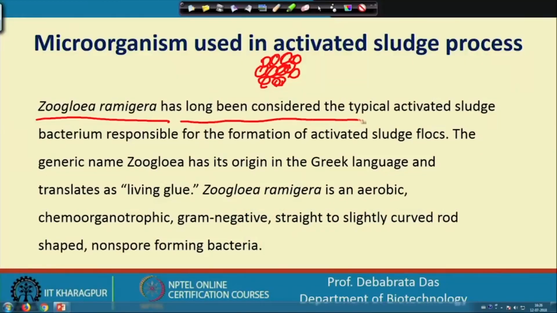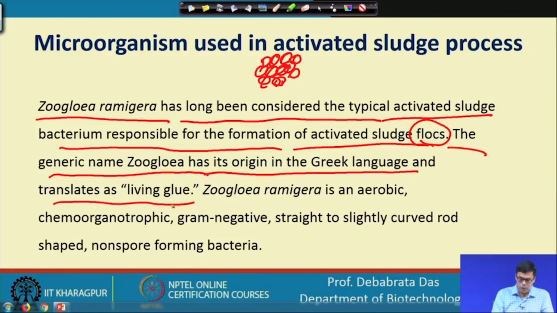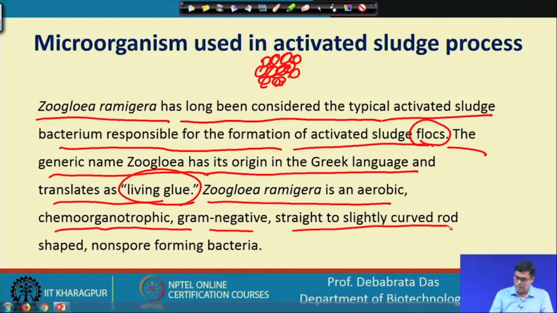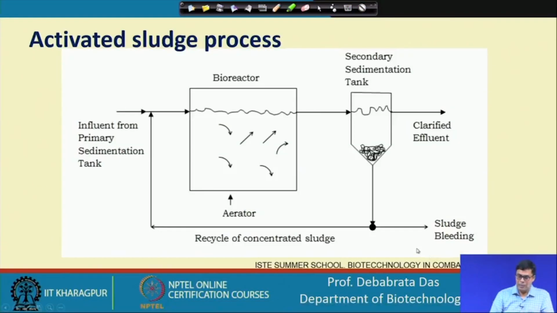It has long been considered the typical activated sludge bacteria responsible for the formation of activated sludge floc. This is the floc formation that takes place, and the generic name Zoogloea has its origin in the Greek language and translates to living glue. This is the glue due to the polysaccharide gel, and Zoogloea ramigera is an aerobic, chemo-organotrophic, gram-negative, straight to slightly curved rod-shaped, non-spore-forming bacterium. So, this is the key organism used in the activated sludge process, and the process looks like this.